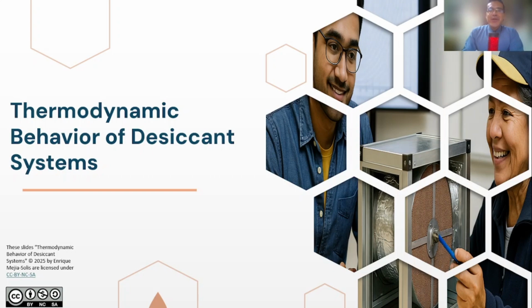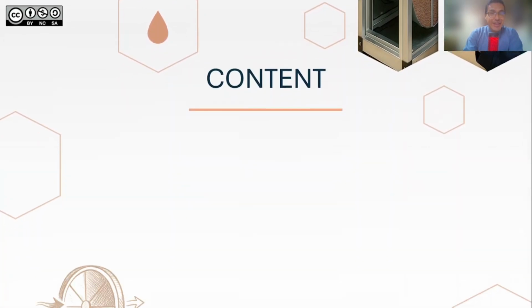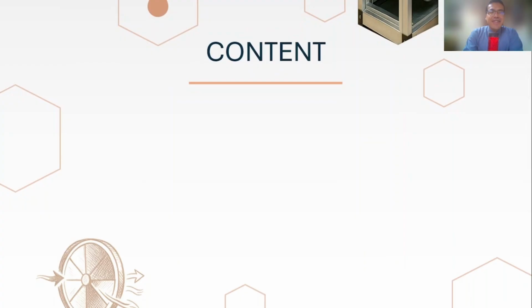Welcome to this video on the thermodynamic behavior of desiccant systems. In this lesson, we'll explore how air behaves when it comes into contact with desiccant materials, both under ideal and real-world conditions. We'll follow the air paths on the psychrometric chart and analyze what happens inside the desiccant structure during operation and regeneration.